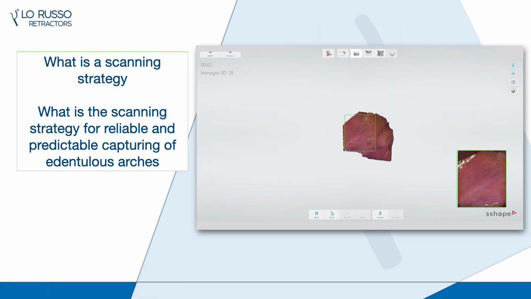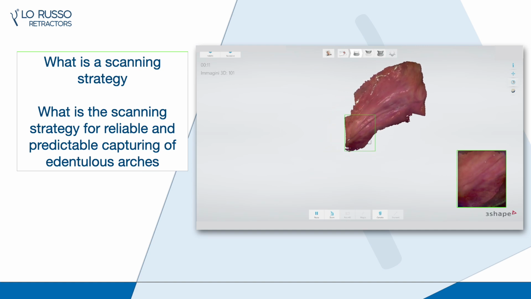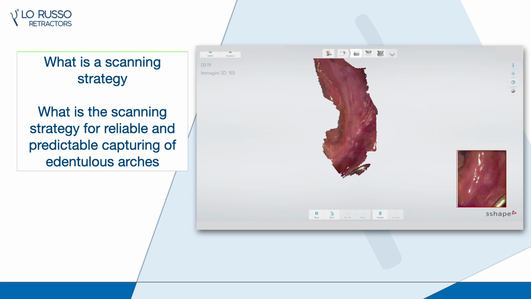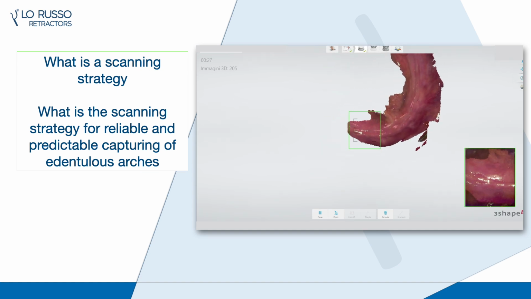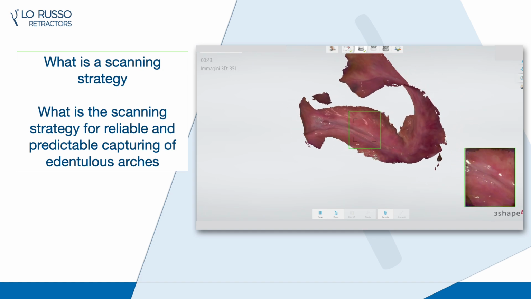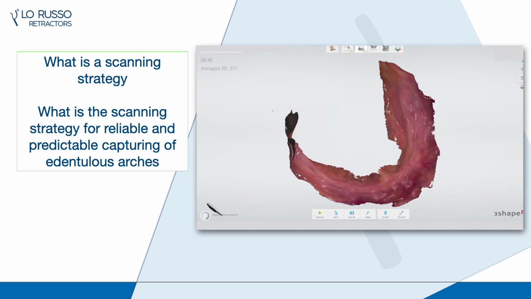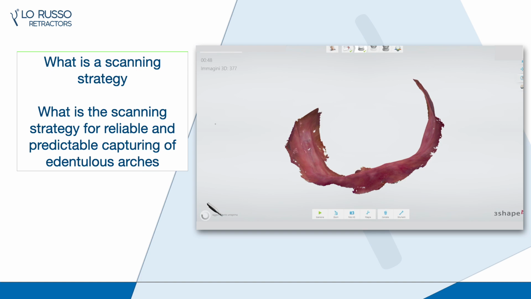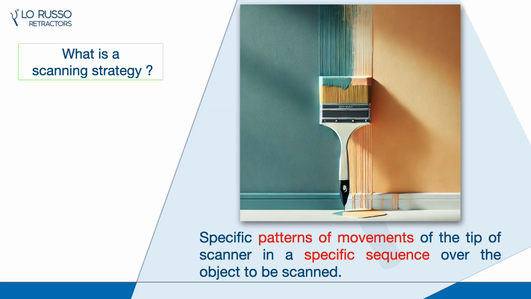To master the protocol, we must first address two fundamental questions. What truly constitutes a scanning strategy? And more importantly, which specific strategy allows for the predictable and repeatable capture of the residual ridge in a clinical environment? At its most basic level, a scanning strategy is defined as a specific pattern of movements executed in a logical sequence over the anatomy.